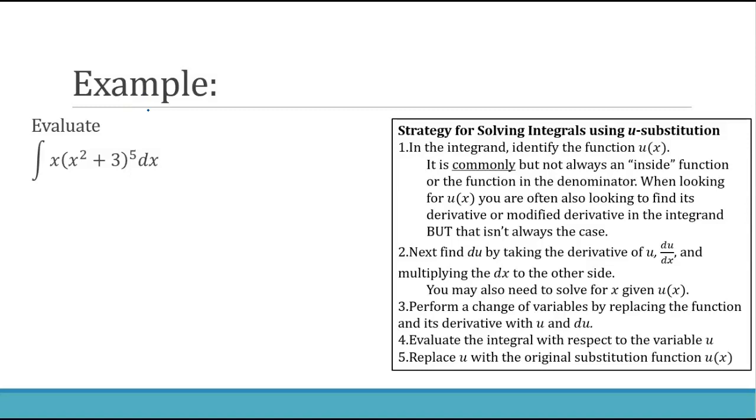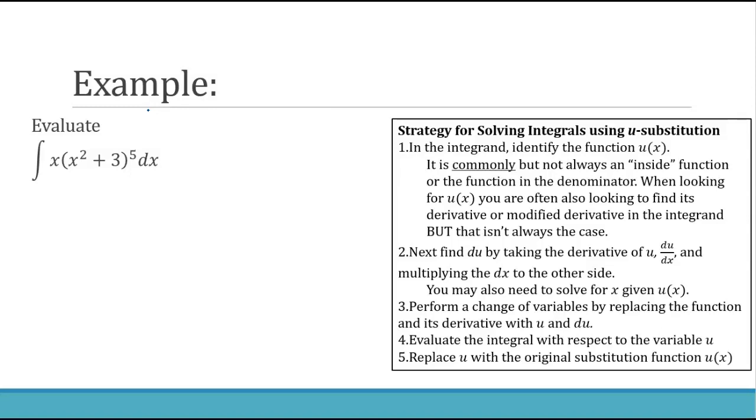The strategy starts by saying in the integrand, we want to identify this function u of x. It's commonly, but not always, an inside function, or the function in the denominator. When looking for this u of x, you're often also looking to find its derivative or its modified derivative, so we want to be off by maybe just a constant in the integrand somewhere. But that isn't always the case.